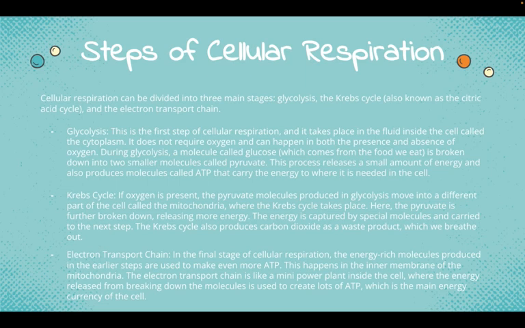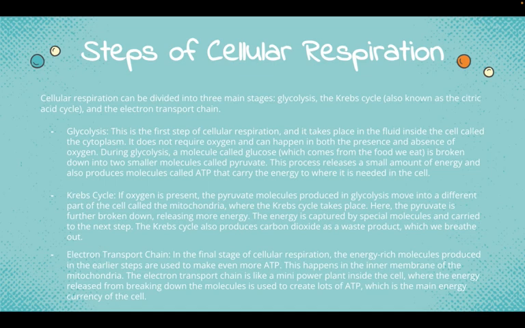During glycolysis, a molecule called glucose, which comes from the food we eat, is broken down into two smaller molecules called pyruvate. This process releases a small amount of energy and also produces molecules called ATP that carry the energy to where it is needed in the cell.